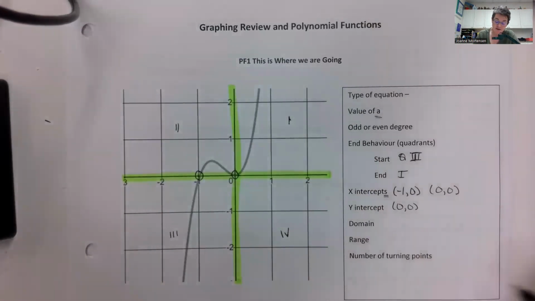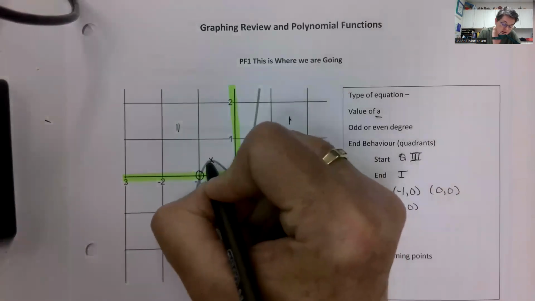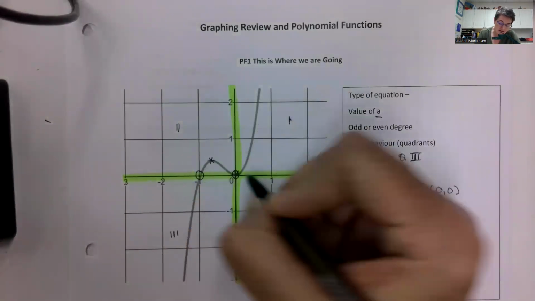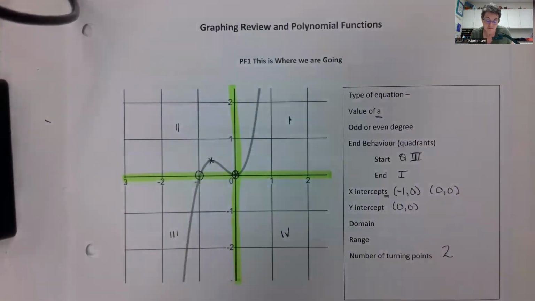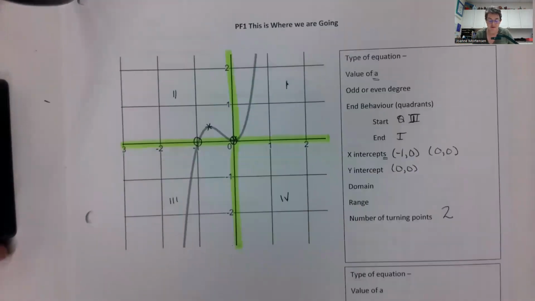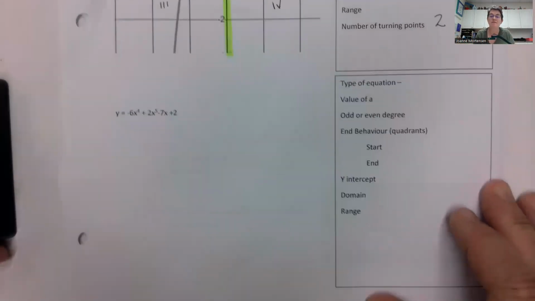However, I am clever. I think I can figure out turning points. There's one there. There's one there. 2 turning points. Okay. I got a little bit there. But by the end of the chapter, we're going to come back. We're going to do this. And it's going to be like, oh, that was so simple. All right. Now, let's look at this one.